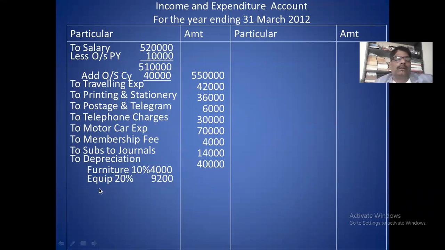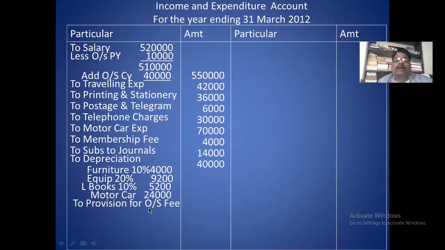$9,200 depreciation. Then next you take books. Books 10%. Opening balance you calculate 10%, and on the purchase you can calculate half depreciation. That amount is 5,200. So total depreciation is, one more is there, motor car. Motor car you calculate 20%. Okay, so total depreciation is 40,000.